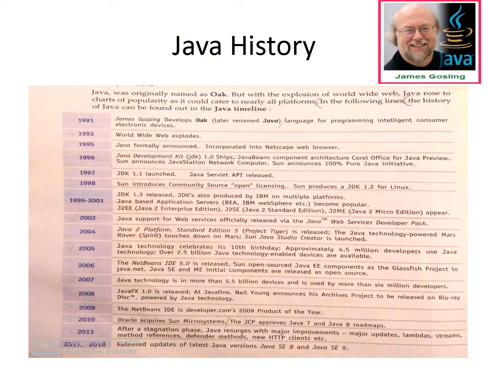Before Java, its name was Oak. Since Oak was already a registered company, so James Gosling and his team changed the Oak name to Java. Rest about the history you can view this, that it was formally given the name Java in year 1995 and Oracle acquired Sun Microsystems in 2010.